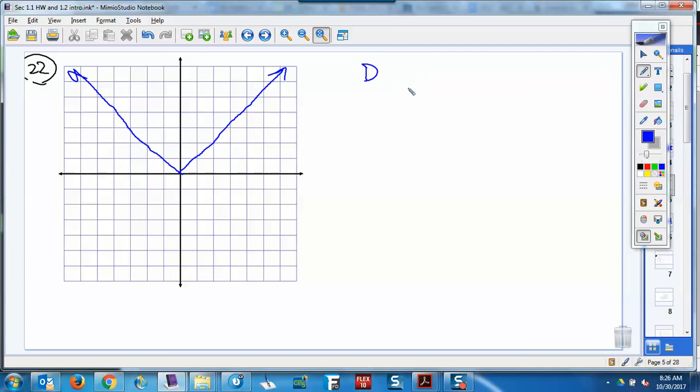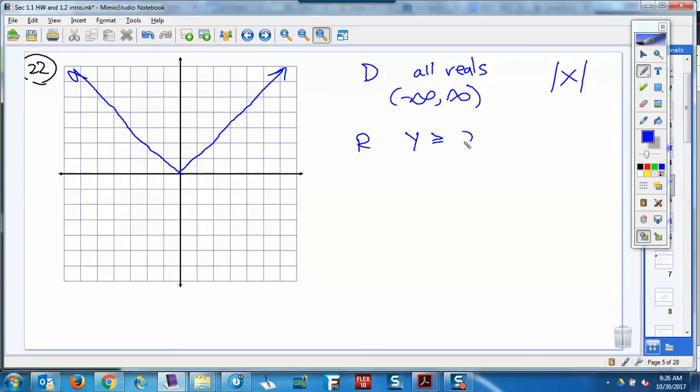Domain, what's the domain of the absolute value function? We'd be saying, what is it legal to plug into here? All reals, right? I'm fine with that. Negative infinity to infinity, right? That'd all be good. What's the range?